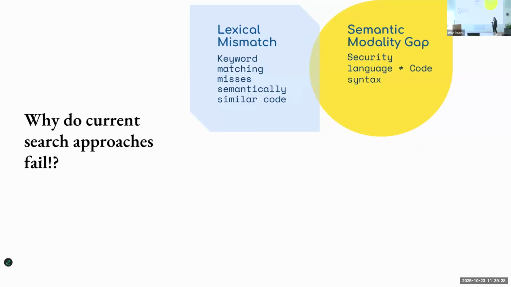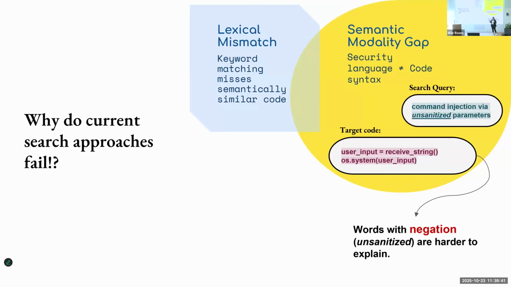The second thing that I'd like to highlight is the semantic modality gap. The dialect in which language is spoken and the dialect in which code and security is spoken is quite different, right? So words with negation, like how do you even write this in code? Unsanitized, how do you even represent this in terms of semantic modality? Because it would probably capture sanitized or unsanitized, and this would probably never come into the picture.